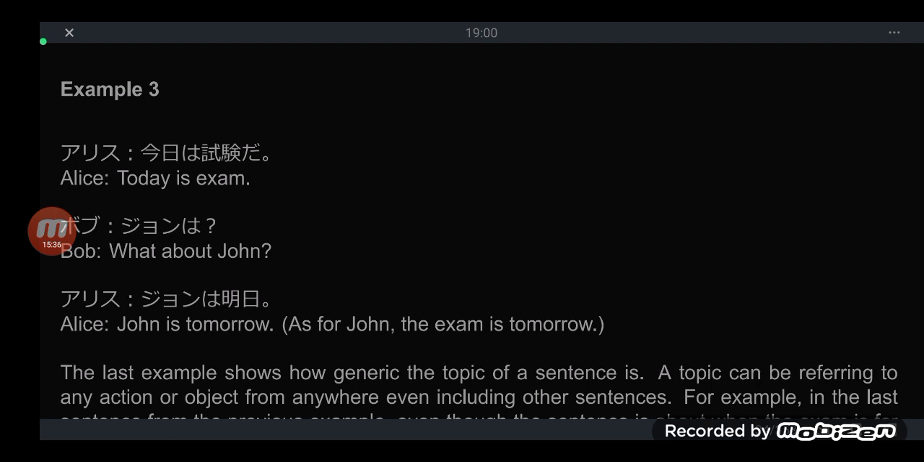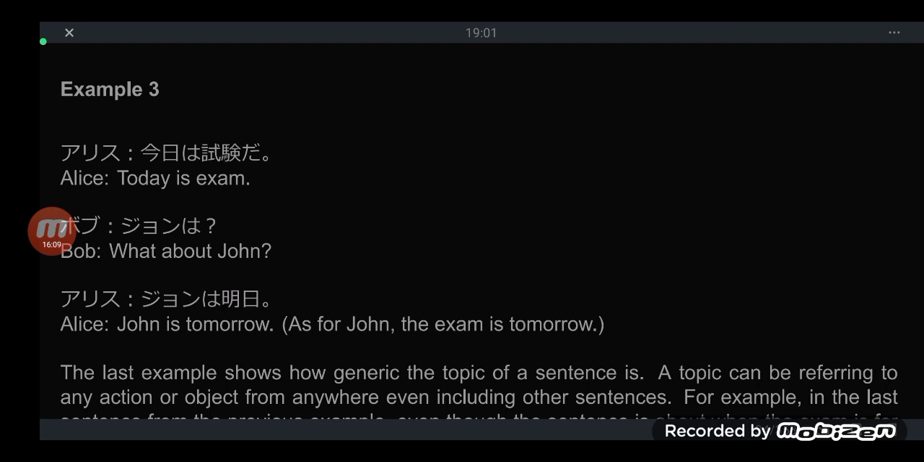Kyou wa shiken da, meaning for today we have a scheduled exam. And then Bob says, but how about Jan? Jan wa, in Japanese, when you form this kind of interrogative sentence, Jan wa, there are two possible connotations. Either you're trying to ask where is Jan, or you're trying to ask, but how about Jan? The whereabouts of Jan, or the location of Jan?